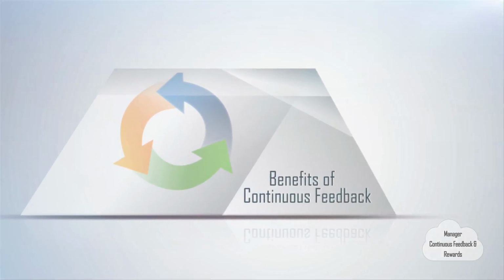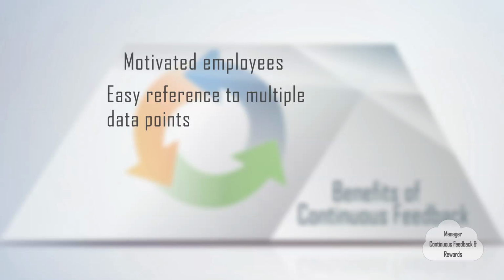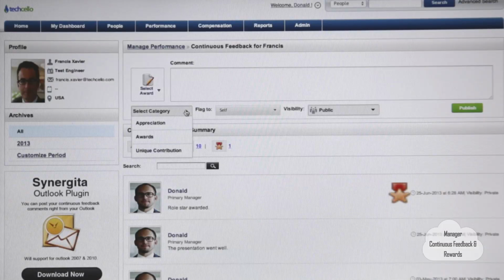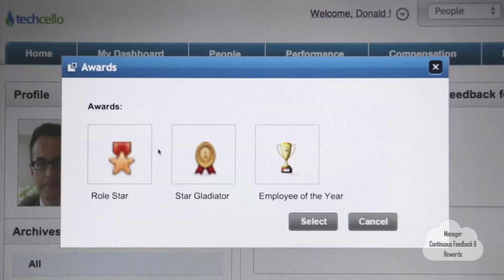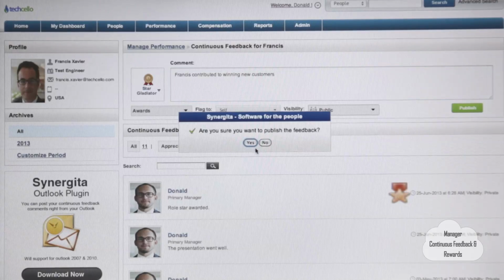Some of the benefits of continuous feedback are: employees are motivated by the immediate appreciation from peers and their managers. Managers can easily refer to their notes, feedback, employee rewards, etc. Employees can also keep track of customer appreciation, their notes, etc. Managers can provide continuous feedback through the Outlook plugin without having to log into Synergita. It will help HR to resolve any manager-employee conflicts. This also helps the organization in implementing rewards and recognition programs with awards such as Roll Star, Bravo Awards. Each award carries certain points, which can be redeemed by employees.